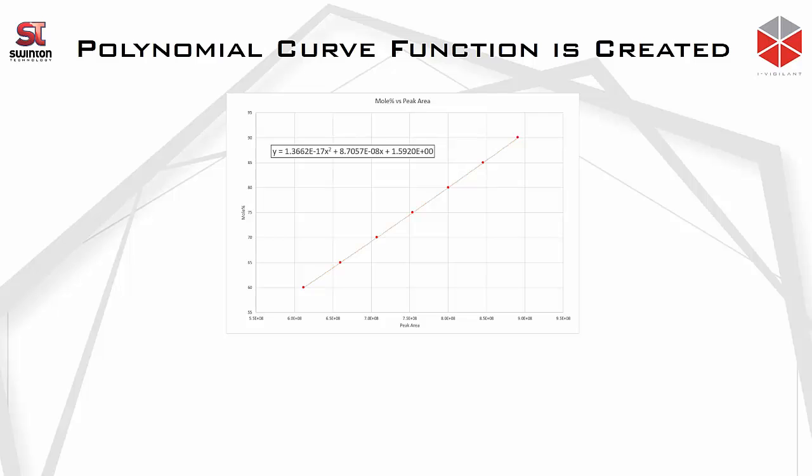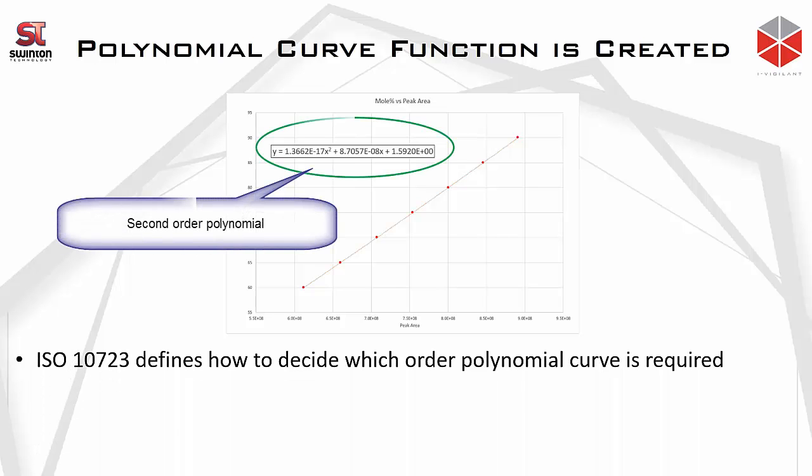What we then do is work out the polynomial curve function. So we create the polynomial curve function based on the regression that we have on the 7 test gases. Now, in this particular example, we have a second order polynomial. Sometimes we have a linear function, sometimes a second order polynomial, sometimes a third order polynomial. Now, this ISO 10723 actually defines how we can decide which order polynomial curve is required. So we can work out the best fit for the function that we have.